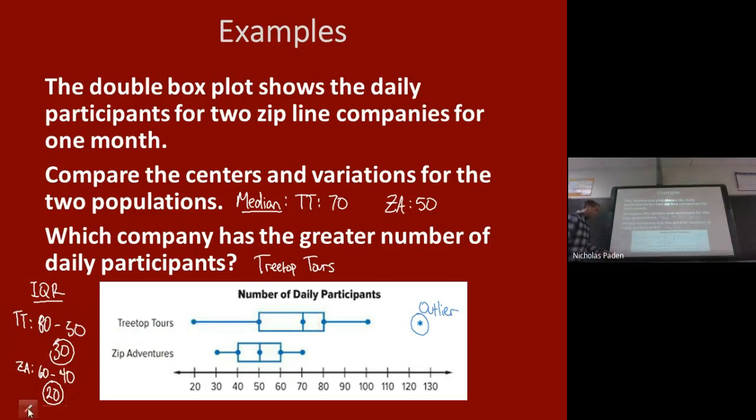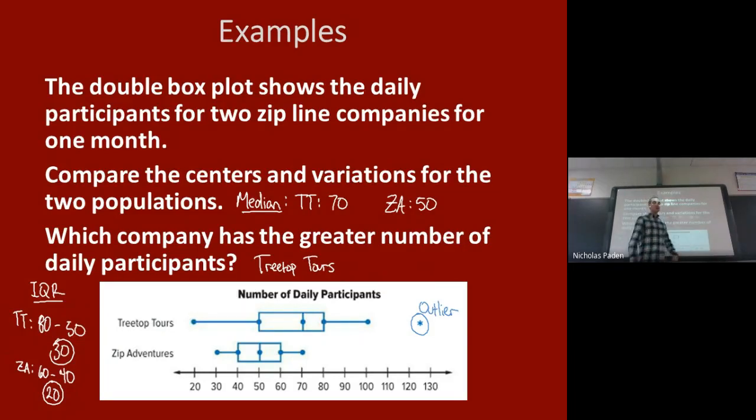So that means all of the numbers for Treetop Tours are right around 50 to 80. Sometimes they're a little bit greater than 100. Then we've got this outlier that's all the way over to basically 130. It's way far away from everything else in the data set. It still needs to be included in the double box plot, but we're not going to attach it because it's by itself. It's way out there.